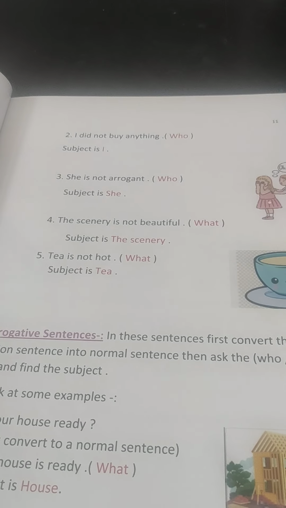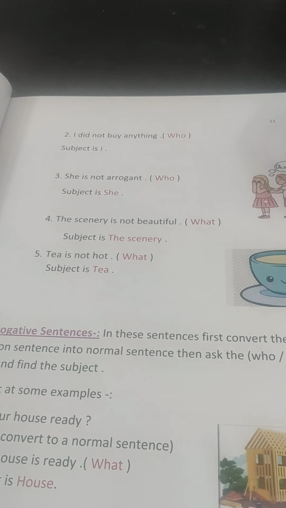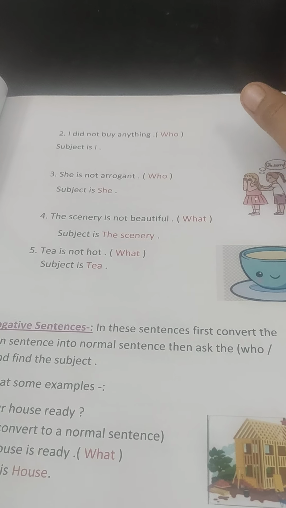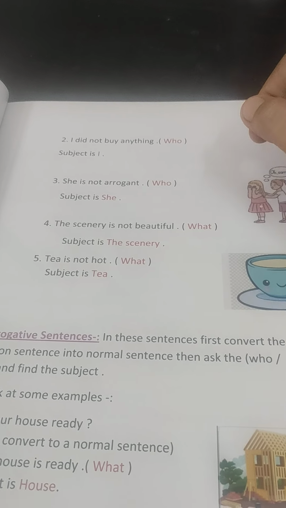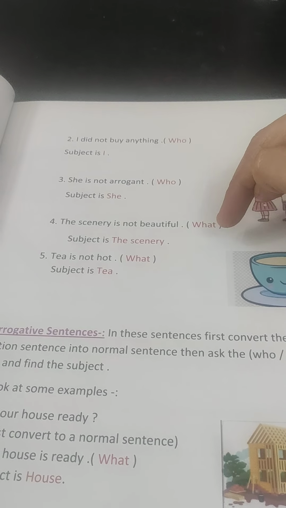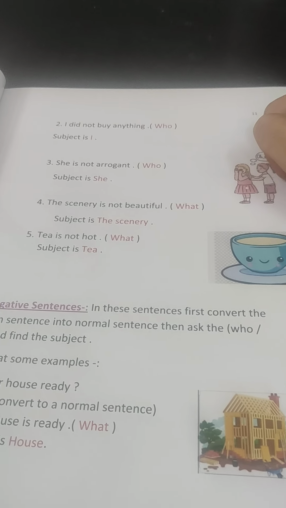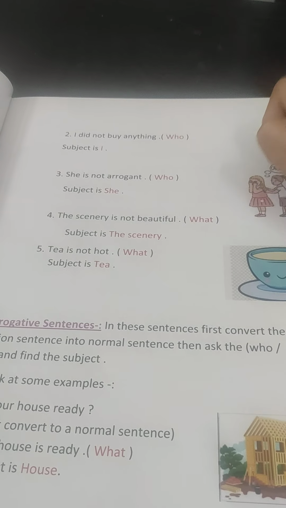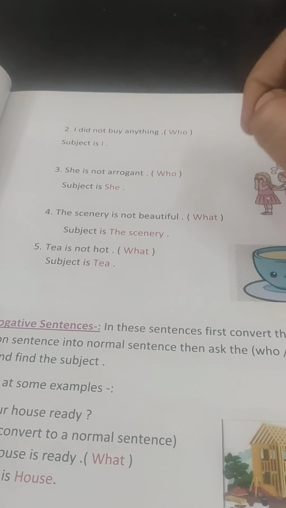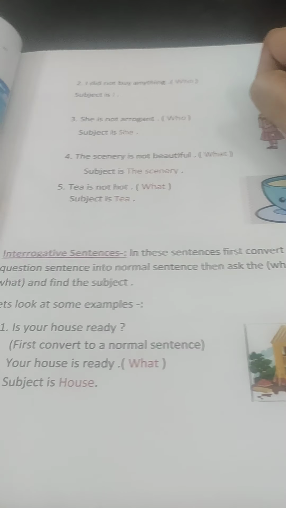Subject is she. The scenery is not beautiful. So see, scenery, it's a thing. So ask the question as what? What is not beautiful? Answer is the scenery. Tea is not hot. What is not hot? Answer is tea.